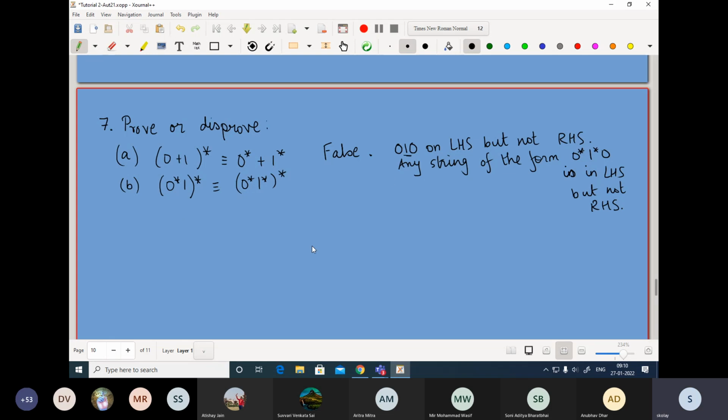Consider this particular string. Take 0, 1, 1, which belongs to the language 0, 1, 1, 0, 1, 1. Let us say we take this. It belongs to RHS but does not belong to LHS. Why does it not belong to LHS?